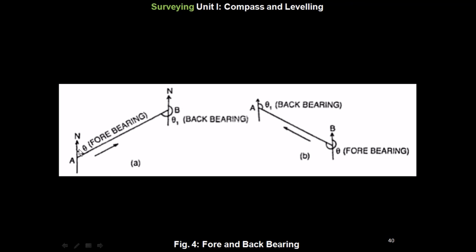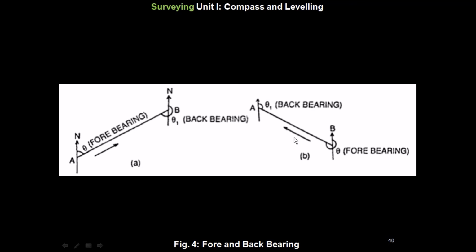So this angle which is made with the north, that is the theta angle, is the fore bearing. And at station B, the north direction is there. The angle made by the north with the AB line, that is theta 1, is called the back bearing.